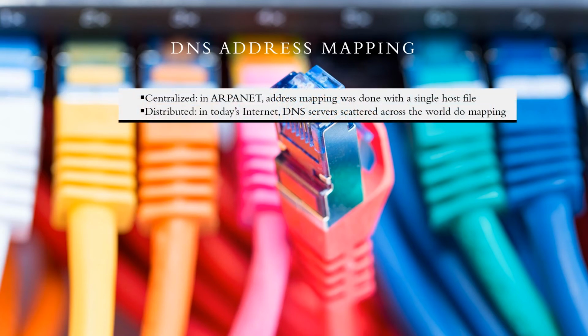There are two approaches to address mapping, centralized and distributed. In the era of ARPANET, when the network was small, address mapping was done with a single host file that contained the domain names and the corresponding IP addresses. When an application needed to map a name to an IP address, the user device would contact the host file. It was a feasible and efficient method with a small network such as ARPANET.